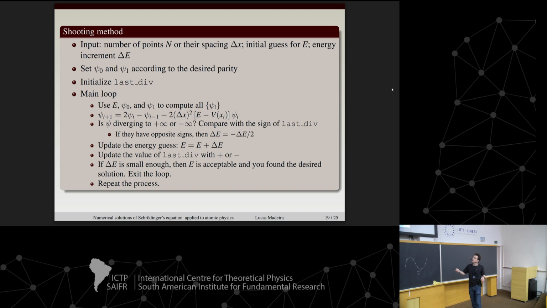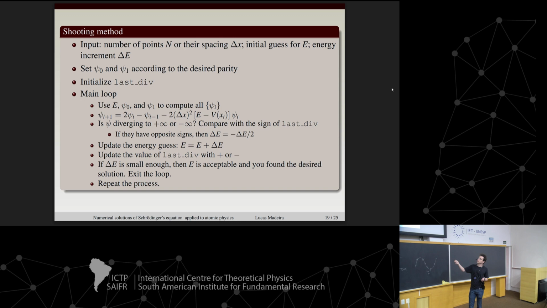And then what's the main loop of my program? You use E and those two points, psi 0 and psi 1, and then you compute the wave function for all the points or for half of your well, okay?